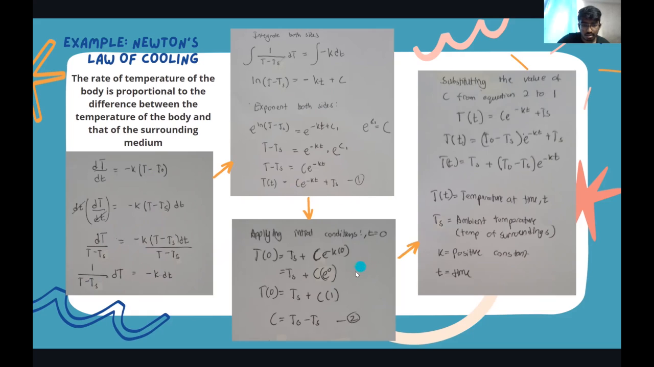Finally, applying the condition at t equals 0, we get c equals T naught minus T surrounding. And the final one, substituting the value of c from equation 2, we get T equals Ts plus (T naught minus T surrounding) times e to the negative kt. T is the temperature at time t, Ts is the ambient temperature, k is a positive constant, and t is the time. And that's all for me. Thank you.